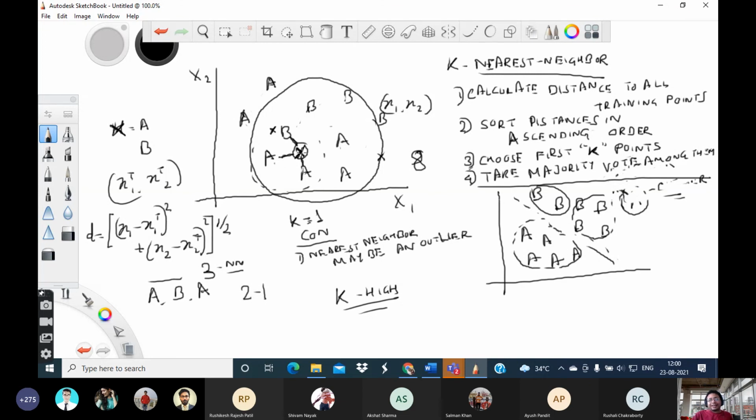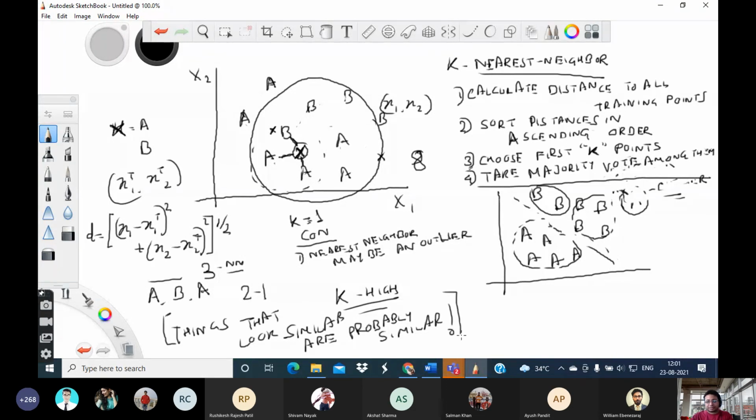If we try to say it in plain English, it will be that things that look similar are probably similar. That's the tacit assumption behind this whole idea of nearest neighbor classification.